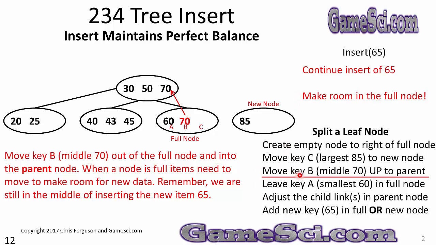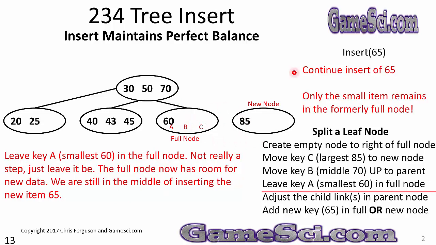Next step, move key B, the middle 70, up to the parent, out of the full node and into the parent node. When a node is full, items need to be moved to make room for new data. Remember, we're still in the middle of inserting the item 65, and we're opening up some space to insert 65. Continuing the insert of 65.